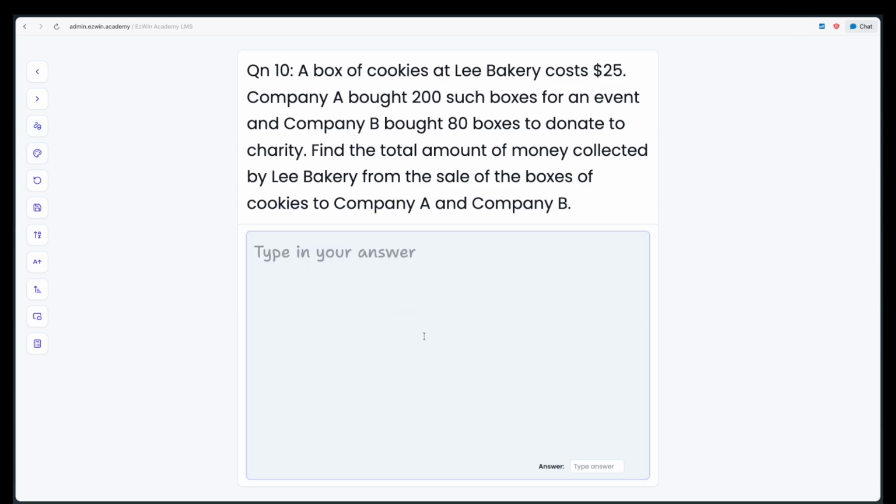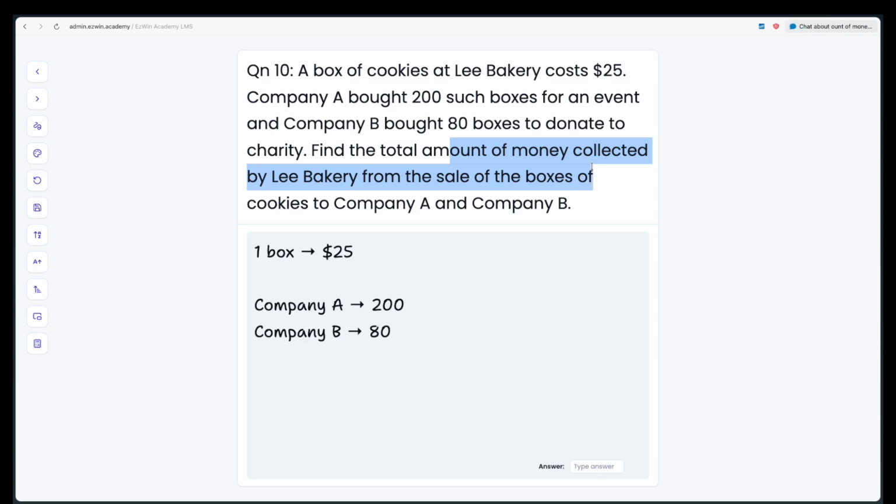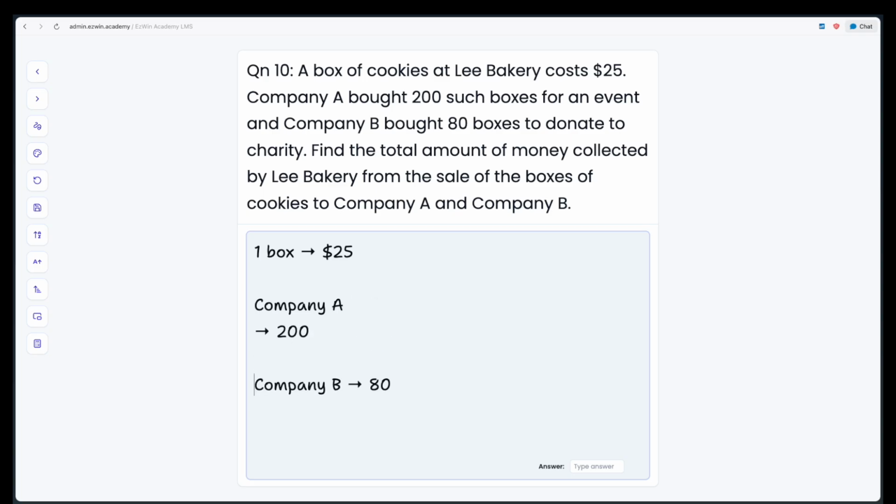Okay, so in this case, what we can do is something very simple, which is to just write down what you know. So one box of cookies is equal to $25. I like cookies. So Company A bought 200 boxes, and Company B bought 80 boxes. We want to find the total amount of money collected from the sale to Company A and Company B. Company A bought 200, so let's start with that first.